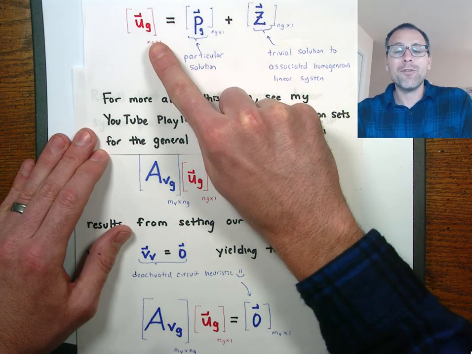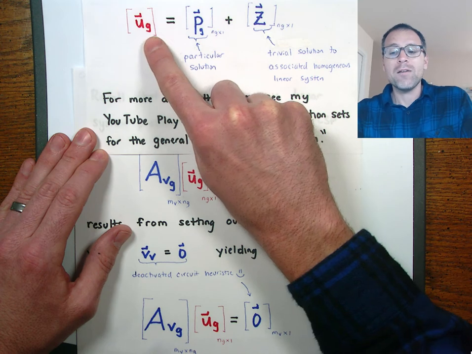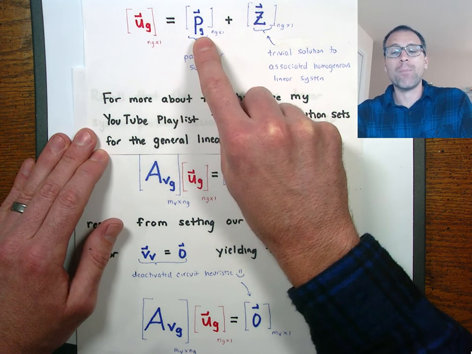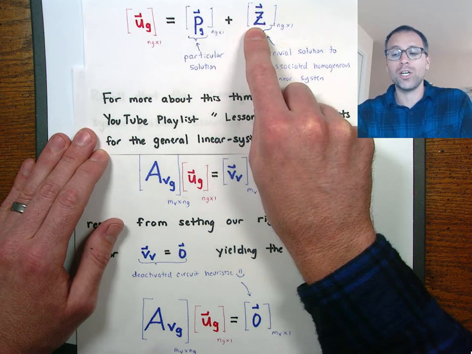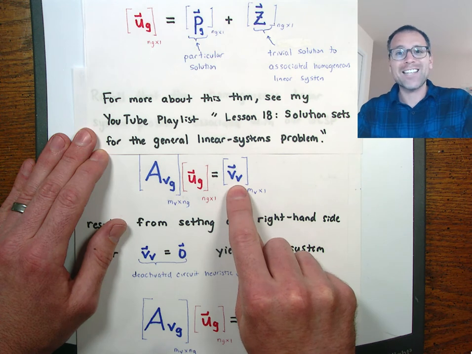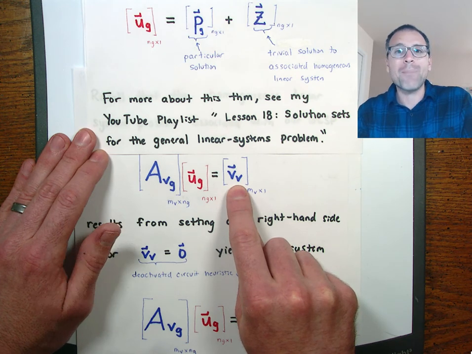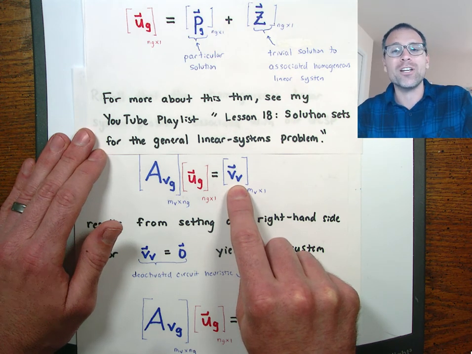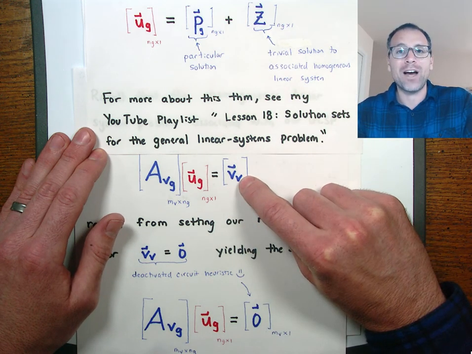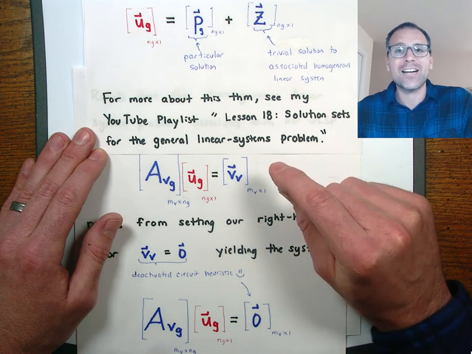This is where the deactivation heuristic comes in. If we're trying to get information about how the entries of our potential vector are related, I need information about a particular solution plus a homogeneous solution. But to find information about homogeneous solutions, I'm going to set the right-hand side vector to 0. In other words, I'm going to deactivate my circuit. I'm going to assume each of my voltage source values has value 0. That is the deactivation heuristic.